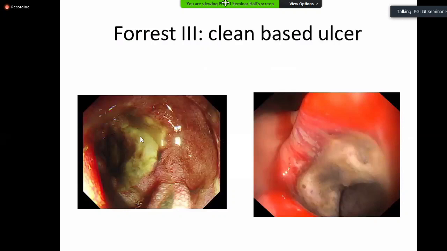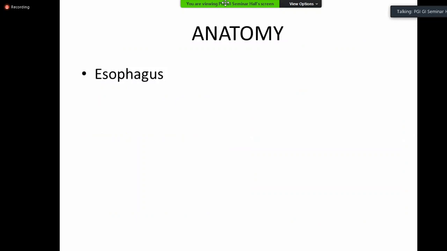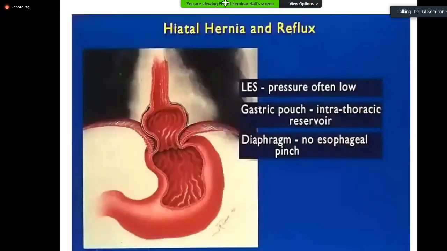Now this is not a very good picture, but you can see most of the ulcer is clean base. This part one can discount because the view is not very good. So this would be the classification of an ulcer bleed. Now coming back to certain parts of anatomy, hiatus hernia.